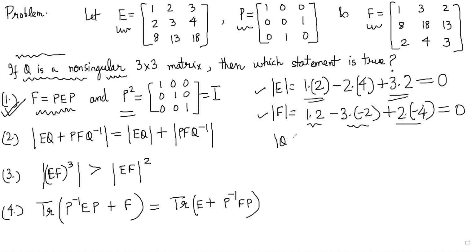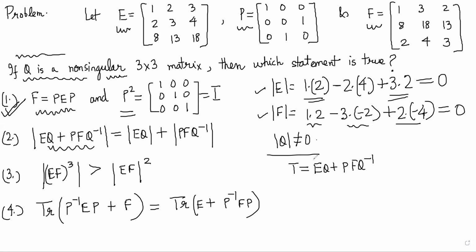So det of Q is not equal to 0, right? These are the facts that we know so far, and we have to figure out the det of this combined matrix. So let's call it T. T is equal to EQ plus PFQ inverse, right? And we have to find the det of T.